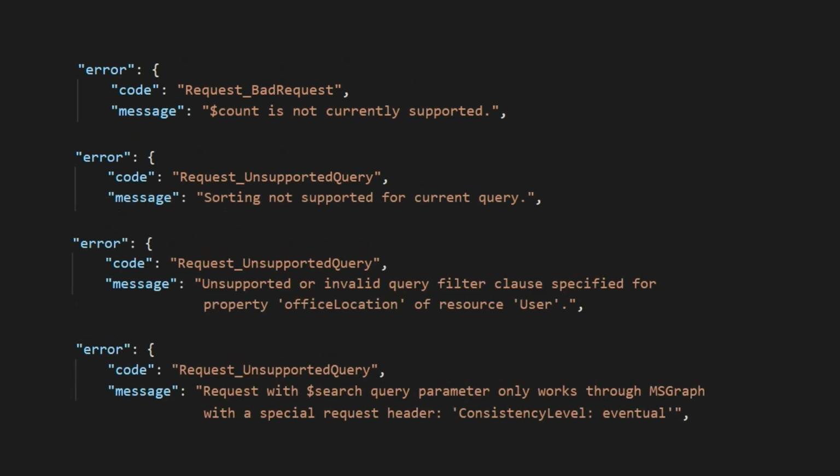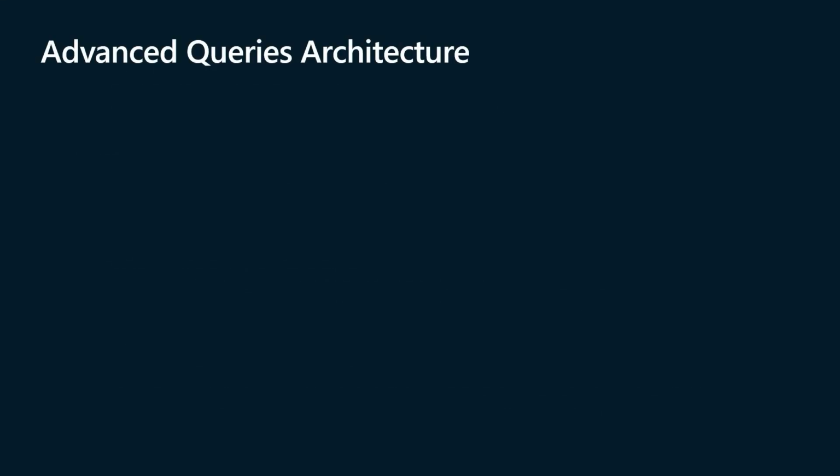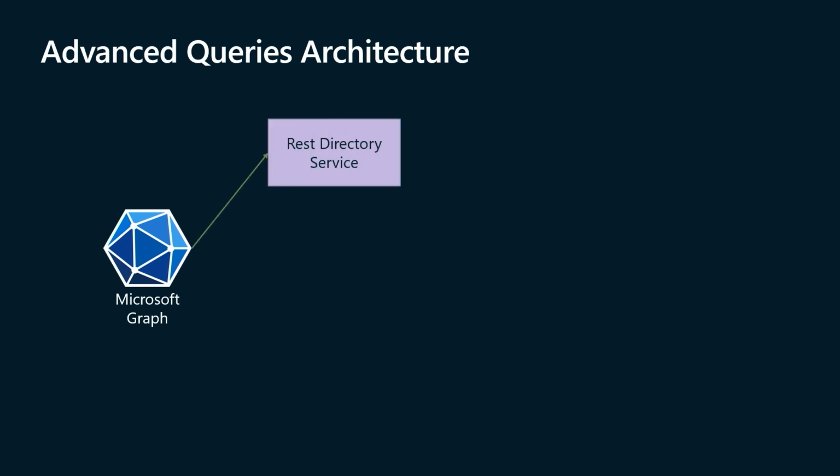Now let's take a look at why this is happening and the internal architecture. So we have Microsoft Graph that we all know and love, and when it receives a request from an identity workload, it would redirect the call to something that we internally call REST RDS. This will ultimately execute the read and write that you request to our internal directory store.